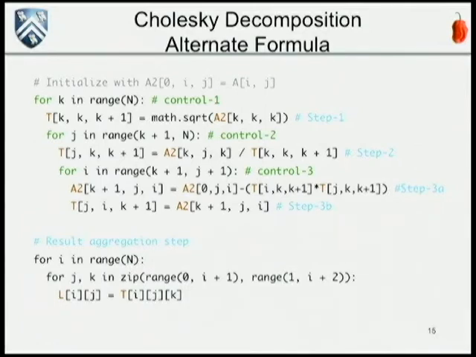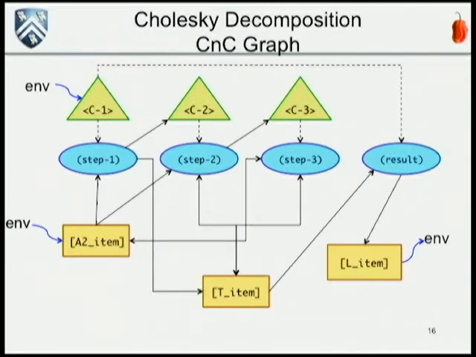OK. So given this structure of the program, how do you define a CNC version of it? We had those 3 for loops. You can see those 3 as the 3 control collections on the top. They are going to spawn the different instances of the steps. Each of the steps in the for loops, you can define as steps. And there are 3 of them. And then there is one at the end to aggregate the result.